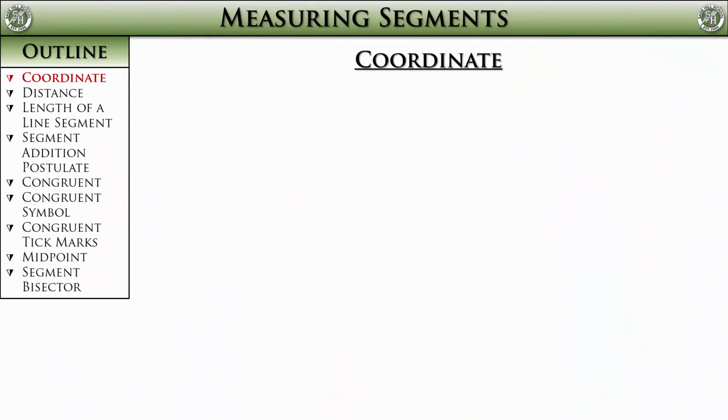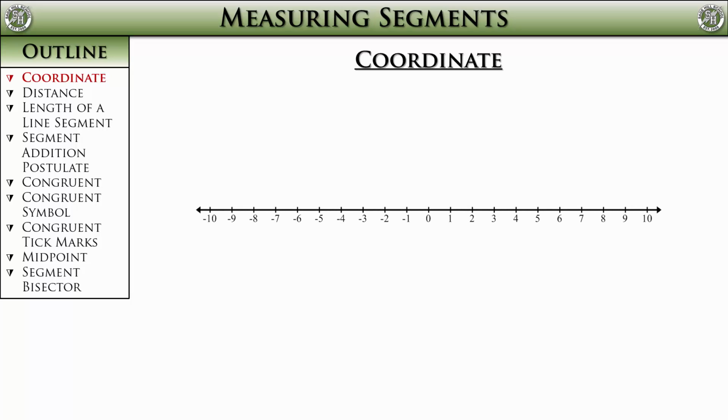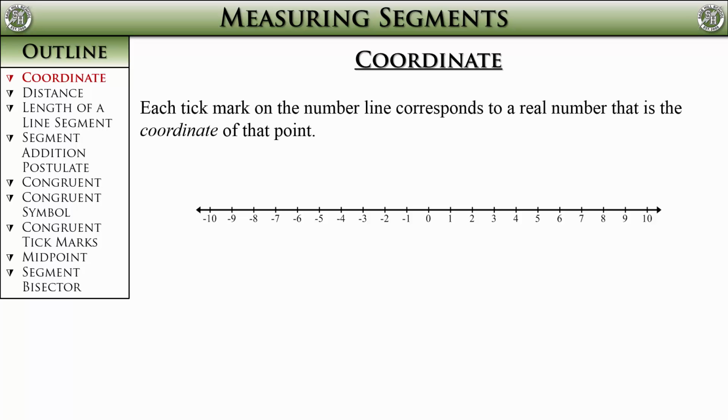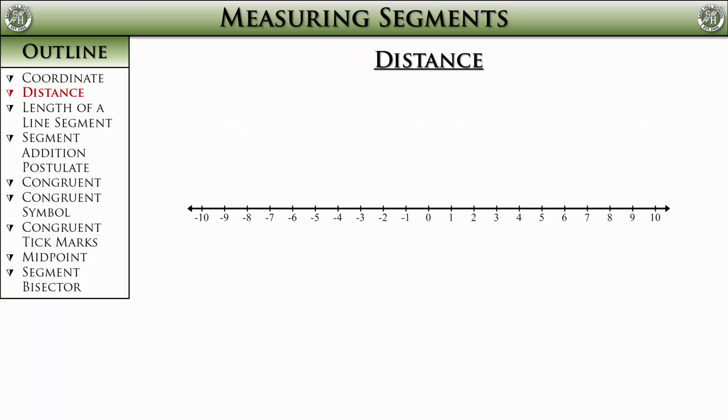Hopefully you have seen a coordinate before. In this section, it is referring to coordinates on a number line. I'm guessing you have seen a number line or two before, and that you also know that each tick mark on the number line corresponds to a real number that is the coordinate of the point. This is review, right? You probably also know about distance, how far something is from another. And I am hoping that you have calculated distance on a number line before.